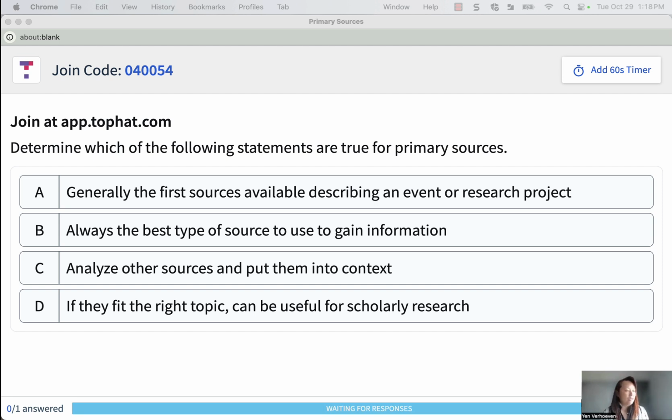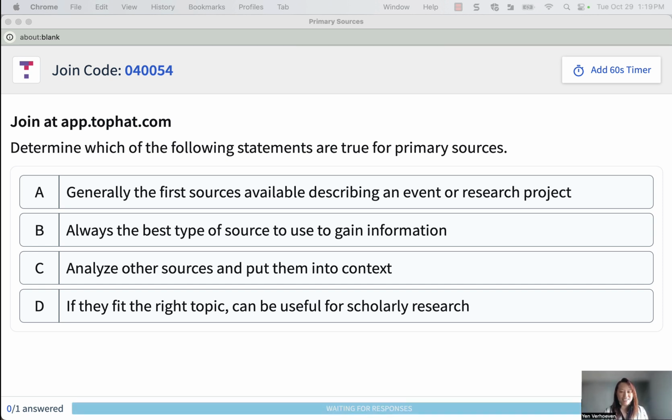And again, let me go ahead and read it out loud too. Determine which of the following statements are true for primary sources. A, generally the first sources available for describing an event or research project. B, the best type of source to use to gain information. C, analyze other sources and put them in context. Or D, if they fit the right topic, can be useful for scholarly research.